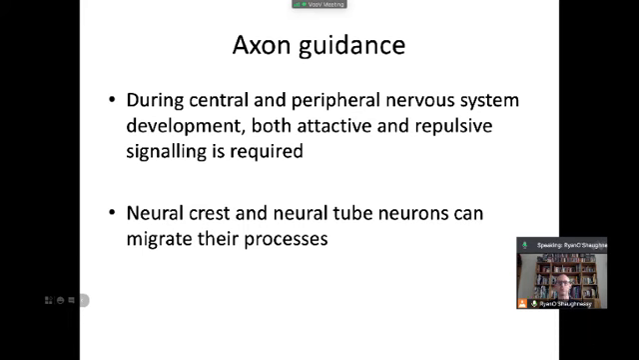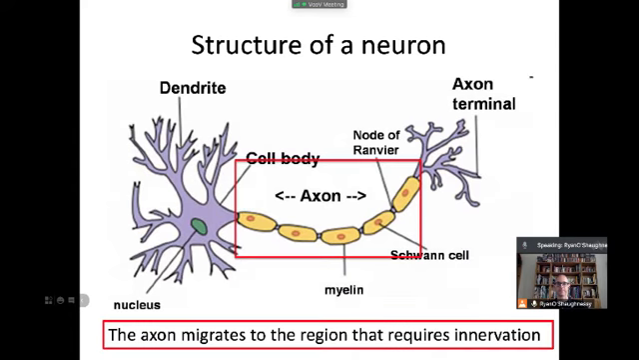Neural crest and neural tube neurons can migrate their processes, so making the peripheral nervous system, which is one of the major functions of the neural crest and neural tube neurons. They have to move very long distances to be able to perform their function.